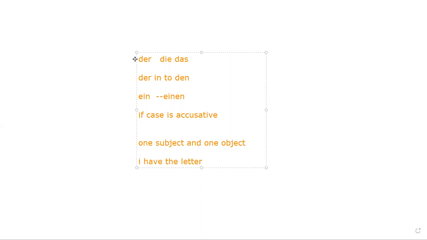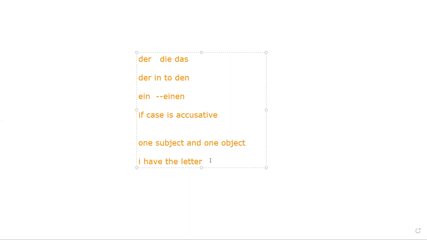I have the class. I have is one subject, class is my object. If we have one subject and one object, this is accusative, and in accusative the der is converted into den. Clear, children? Then. Clear?